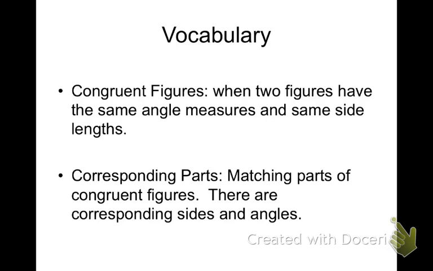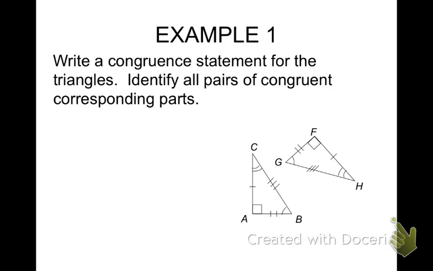All right, so when we're talking about congruency, we need to be able to pick out these corresponding parts, and we need to be able to write what's called a congruence statement. We're going to do both in the next example. All right, so example 1 tells us to write a congruence statement for the triangles given, and then identify all pairs of congruent corresponding parts. So the first thing I'm going to do is write a congruence statement.